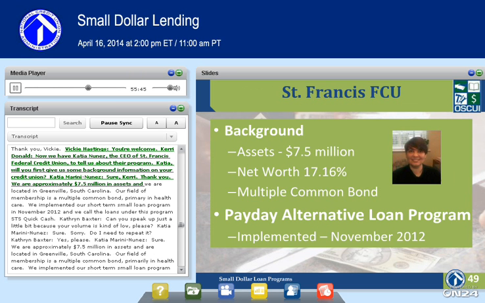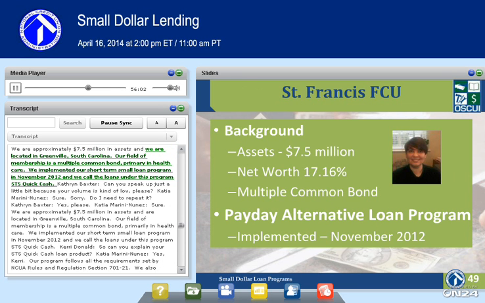Now we have Katia Nunez, the CEO of St. Francis Federal Credit Union, to tell us about their program. Katia, will you first give us some background information on your credit union? Sure, Carrie. Thank you. We are approximately $7.5 million in assets, and we are located in Greenville, South Carolina. Our field of membership is a multiple common bond, primarily in healthcare. We implemented our short-term small loan program in November 2012, and we call the loans under this program STS Quick Cash.